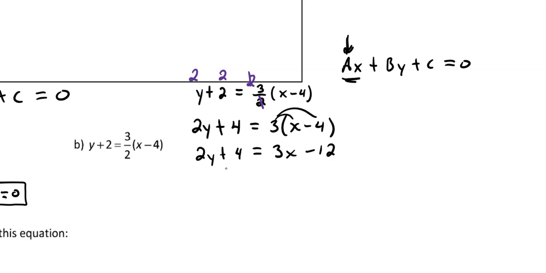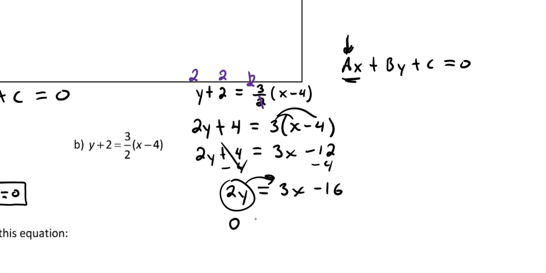So let's bring the 4 over first. Let's get rid of that one. So we're going to subtract 4 from both sides. So minus 4, minus 4. So we've got 2y is equal to 3x, and then negative 12 minus 4, negative 16. And then we're almost there. We're just going to bring this 2y over to that side, really by subtracting it from both sides, but if you want, we can just bring it over.